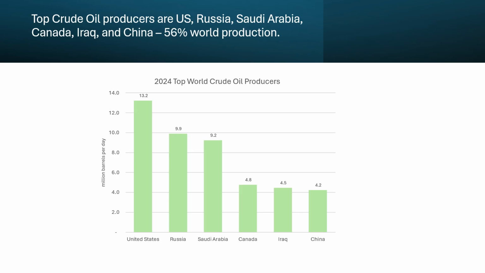The top 6 crude oil producing countries in the world in 2024 were United States, Russia, Saudi Arabia, Canada, Iraq, and China. Their crude oil production represented 56% of total world production.